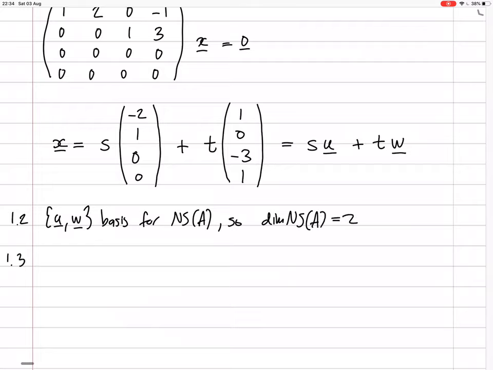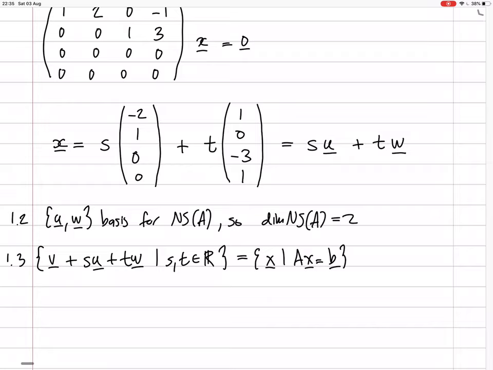1.3, that was general solution. So general solution will be V, that V they told us about, plus SU plus TW, where S and T are real numbers. That equals the solution space. It's all the vectors X that solve AX equals B. Okay.